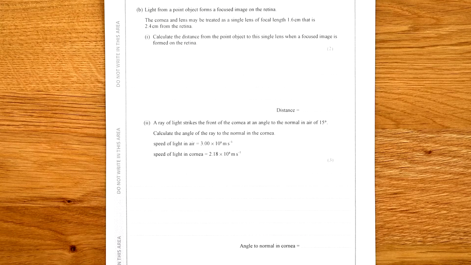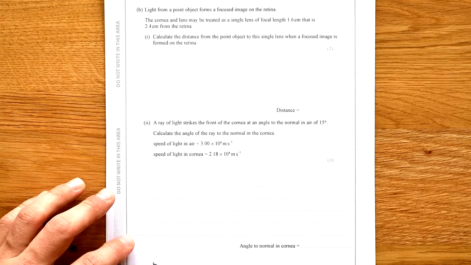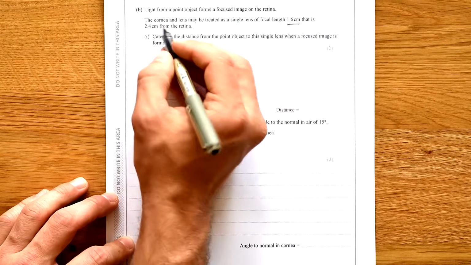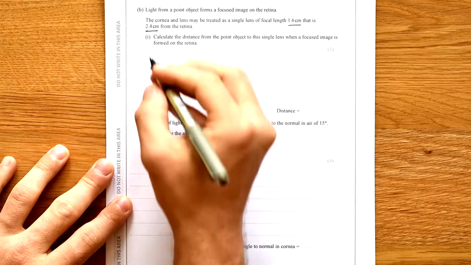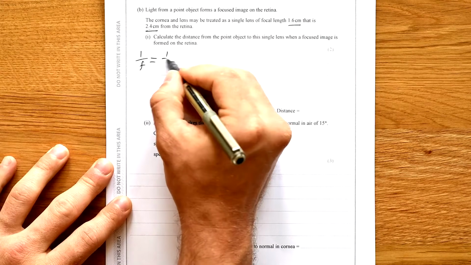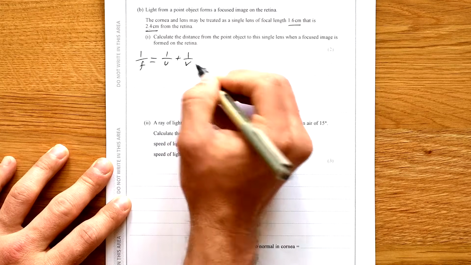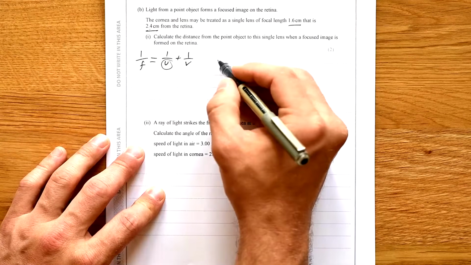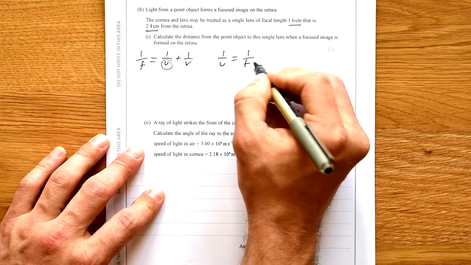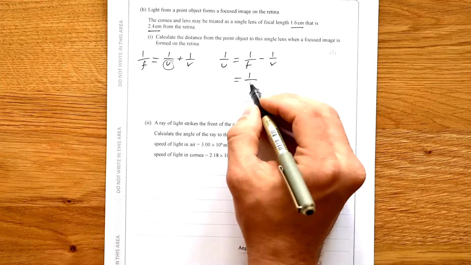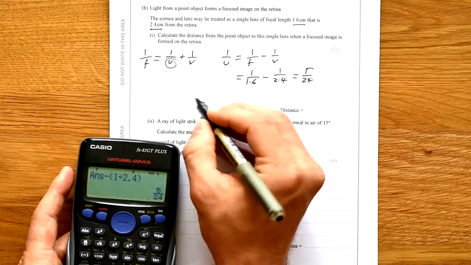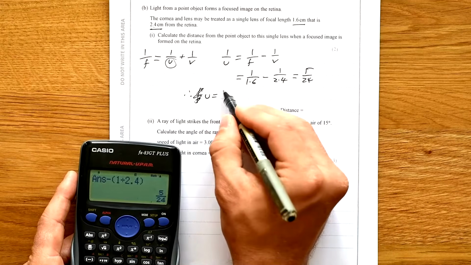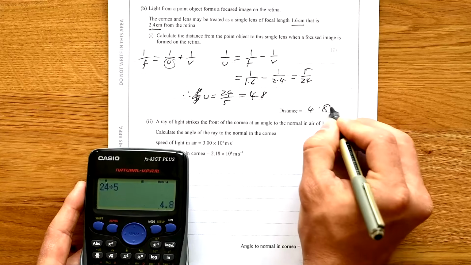B, light from a point object forms a focused image on the retina. The cornea and the lens may be treated as a single lens, so focal length 1.6 centimeters, that is 2.4 centimeters from the retina. Calculate the distance from the point object to this single lens when a focused image is formed on the retina. So 1 over the focal length is equal to 1 over object distance plus 1 over the image distance. And we're looking for u, so let's just say 1 over u equals 1 over f minus 1 over v. 1 over 1.6 minus 1 over 2.4, 5 over 24. Therefore, flipping it on its head, u is equal to 24 over 5, 4.8 centimeters.